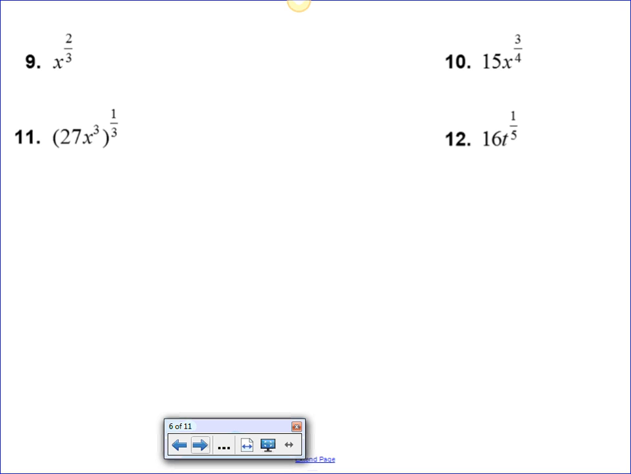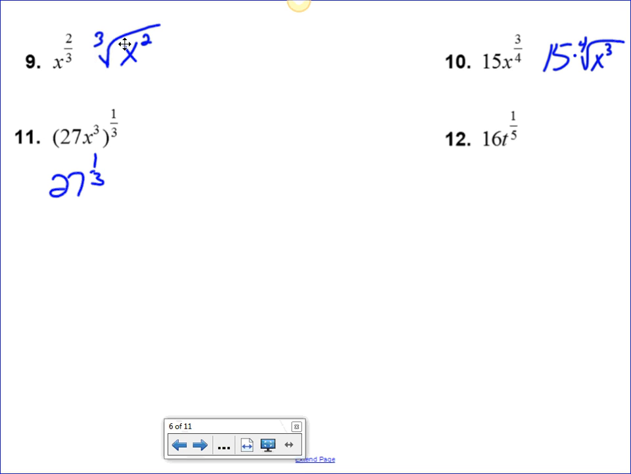Okay, so this one would have been the cube root of x squared. This one should have been a 15 times the 4th root of x to the 3rd. Okay, this one, the 27 is raised to the 3rd power, and the x to the 3rd, the 1 power just becomes an x. So what is 27 to the 1/3? Well, that would be like the 3rd root of 27 times an x still, and the 3rd root of 27 is 3. So really what we have is 3x.